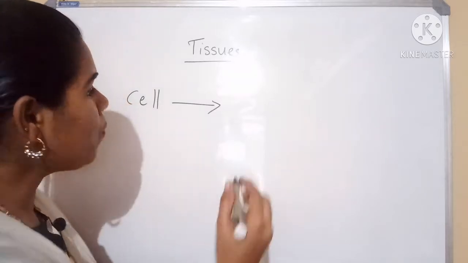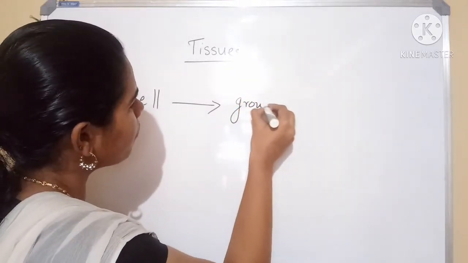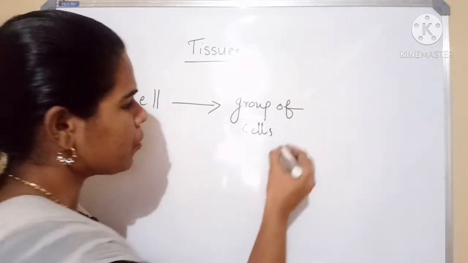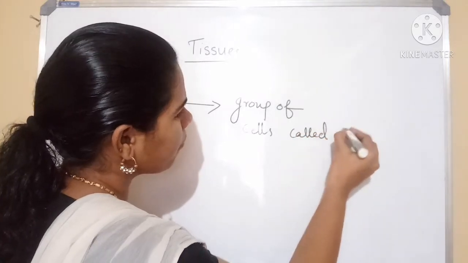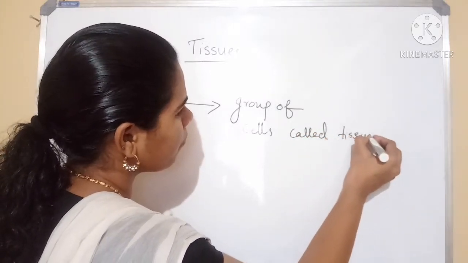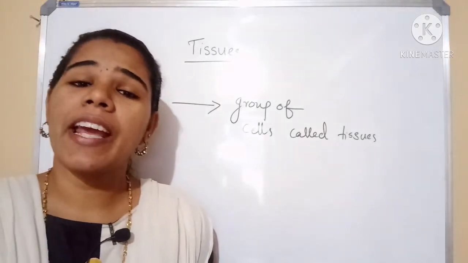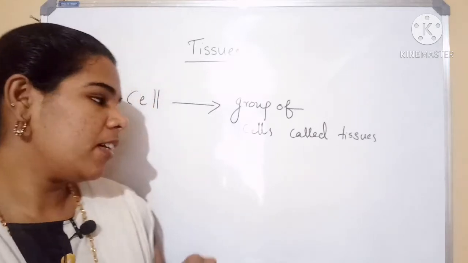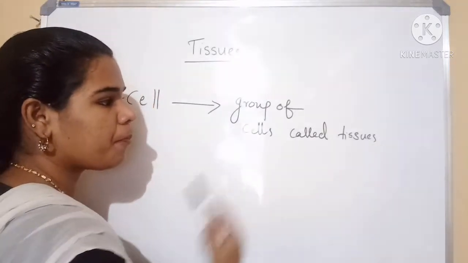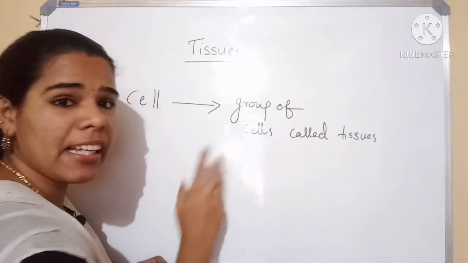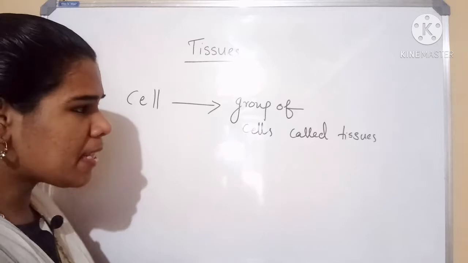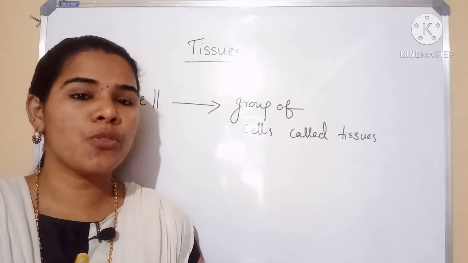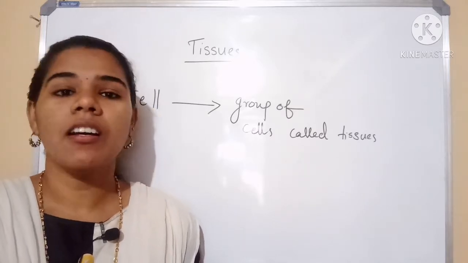A group of cells or a cluster of cells called tissues. But in these tissues, the cells are similar in structure, and they work together to achieve a particular function.